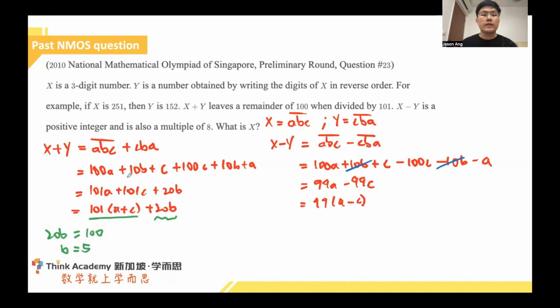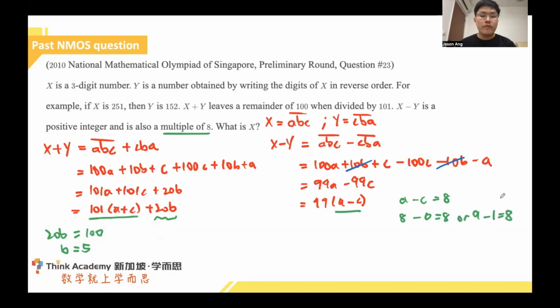Since we're already told that it's a multiple of 8, where would the multiple of 8 come from inside this question? It cannot come from the 99 because we know 99 is not a multiple of 8. It can only come from A minus C. This means A minus C has to be 8, where there are only two possible outcomes: you can write it as 8 minus 0 equals 8, or 9 minus 1 equals 8 as well.